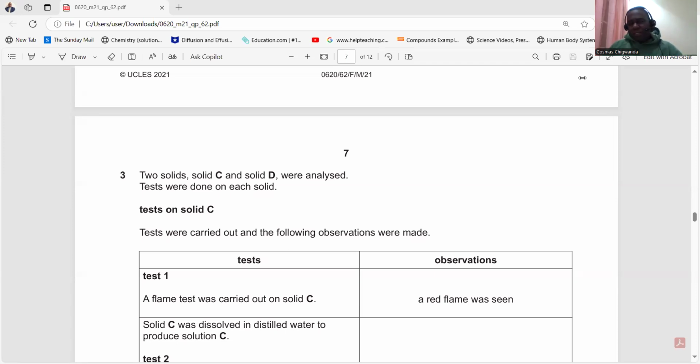Good day, students. We want to look at this question 3. It was also taken from February, March of 2021. This is a question on identifying ions. The ions that we have in chemistry are of two types: we have the positive ions and the negative ions. Unfortunately, you are supposed to be familiar with the positive test for all these ions, okay?